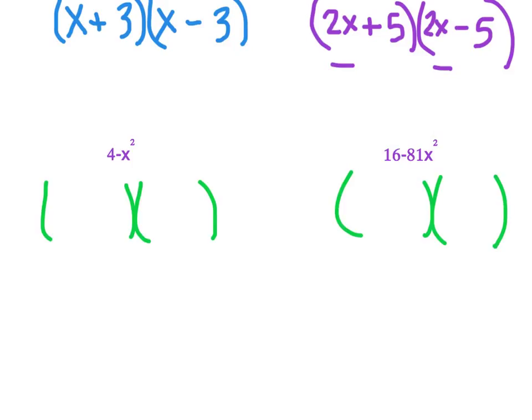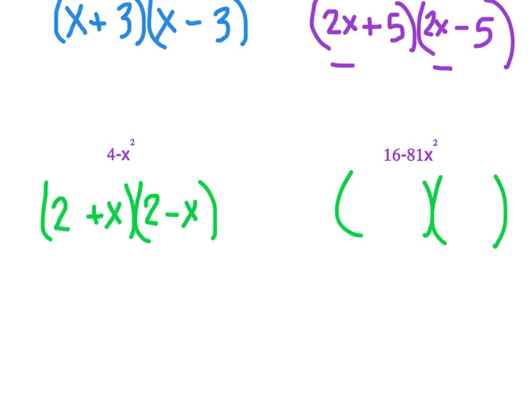So remember, they had to be the same. So you can't use 4 and 1. You've got to use the same numbers. So I'm going to go with 2 and 2. One gets a plus, one gets a minus because I need the middle terms to cancel. And if I want an x squared, I'm going to go with x and x.